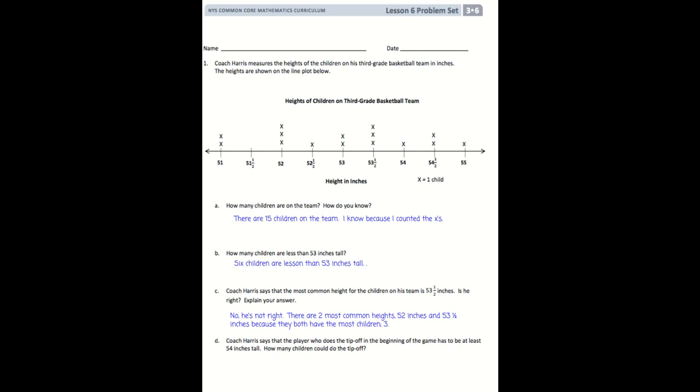so he was not correct. And then on D, Coach Harris says that the player who does the tip off in the beginning of the game has to be at least 54 inches tall. How many children could do the tip off? 4 children could do the tip off. 1, 2, 3, 4, because they have to be at least 54 inches tall. So 1, 2, 3, 4 children could do the tip off.